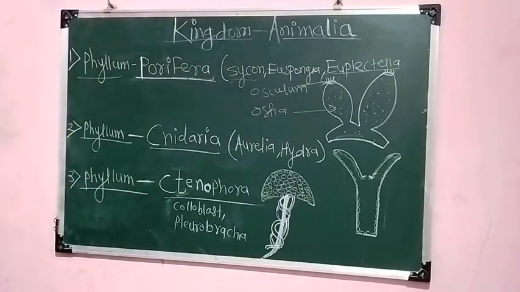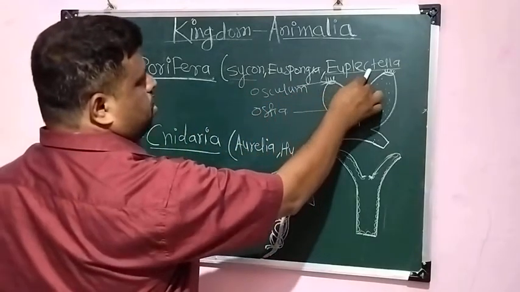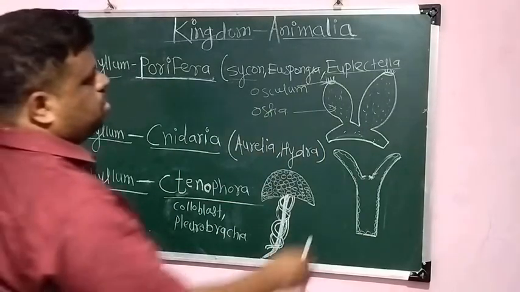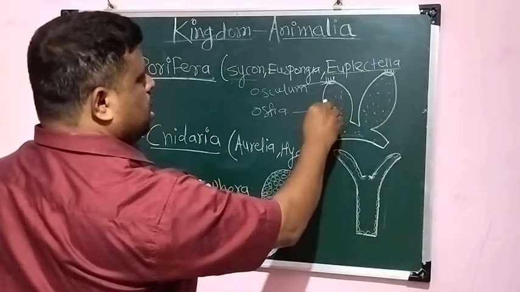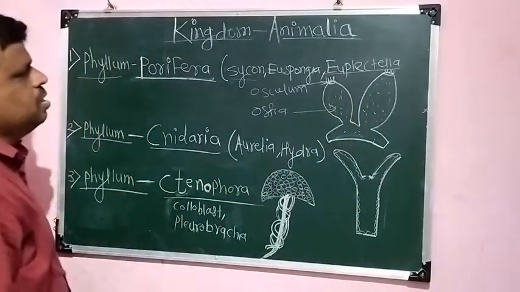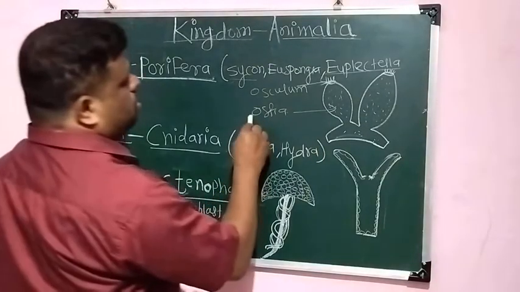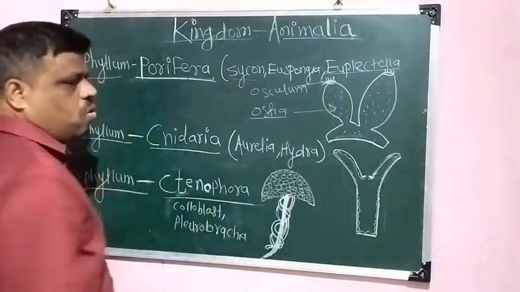Okay, so this phylum Porifera includes Cycon, Euspongia, Euplectella. This is a cycon. This shows minute apertures, and these apertures are called ostia, and this big aperture is called an osculum.